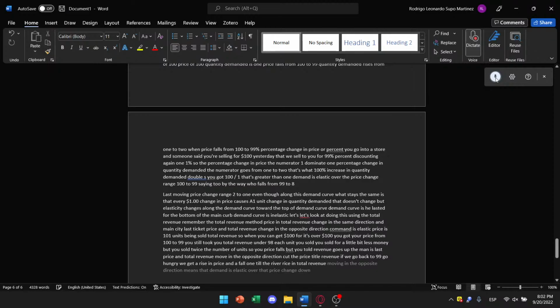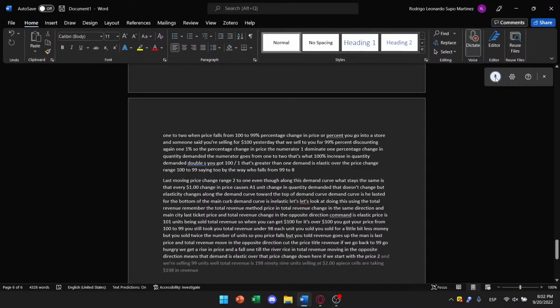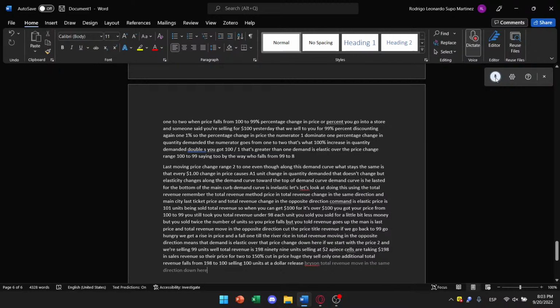Down here, if we start with a price of 2, and we're selling 99 units, well, total revenue is 198. The 99 units selling at $2 apiece, sellers are taking in $198 in sales revenue. Sellers cut their price from 2 to 1, a 50% cut in price, huge. They sell only 1 additional unit. Total revenue falls from 198 to 100, selling 100 units at $1 apiece. Price and total revenue move in the same direction down here. When that happens, we say that demand is inelastic. Everyone so far? Okay.